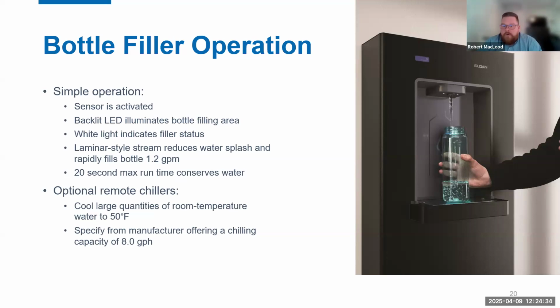Remote chillers are optional, and they can cool large quantities of room temperature drinking water to 50 degrees Fahrenheit. If a chiller is desired, specify from a manufacturer who offers a refrigeration system with a chilling capacity of at least 8 gallons per hour so that it can keep up with the demand of high use areas.